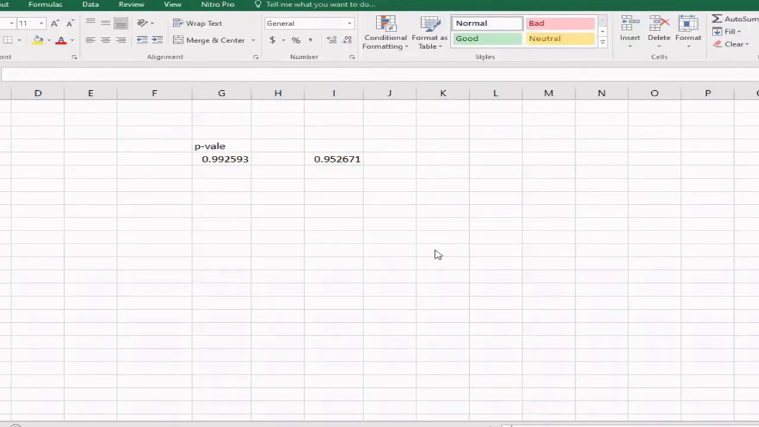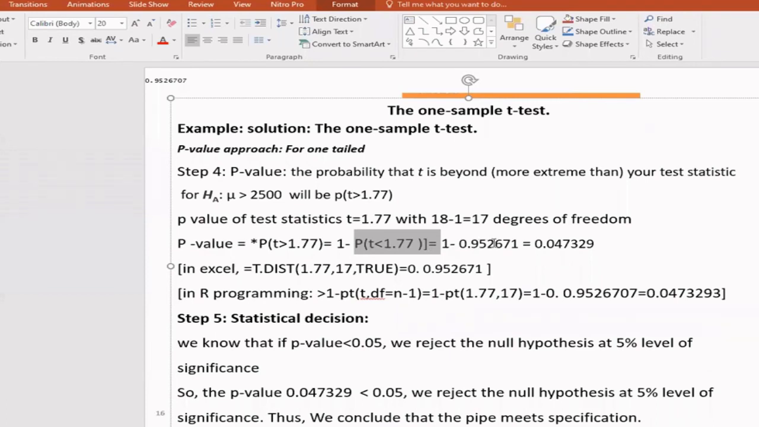So we got the same value, 0.952617. Taking 1 minus this, you get 0.047329, which is less than 0.05. So in Excel we can get the p-value in this way. If we use R programming, we also need 1 minus pt, with the value of t as it is, no need to take the absolute value. We give the degrees of freedom, and we get the same value, 0.047.